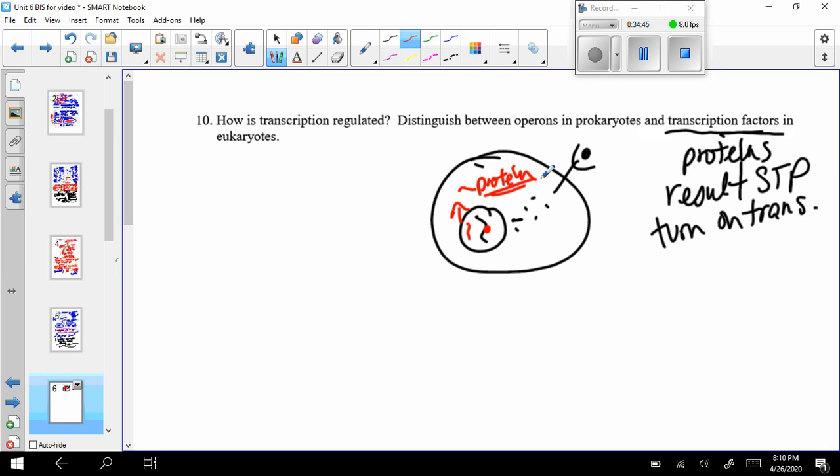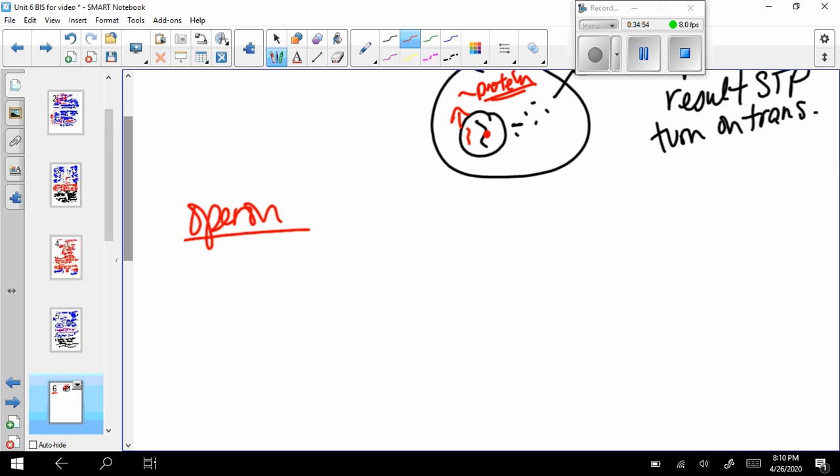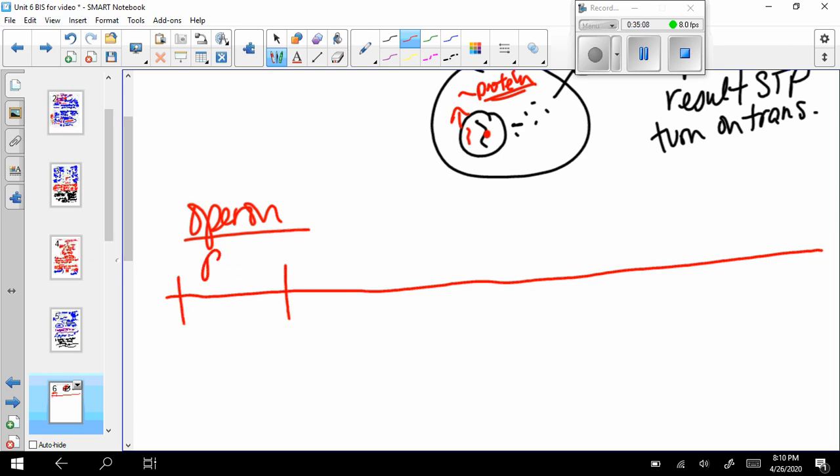If instead you have a prokaryotic cell, you're going to have an operon. So an operon is more than one gene. So I can't really call it a gene. It's a huge long piece of DNA. And remember, in a prokaryotic cell, this is a circular piece of DNA. So this is one part of the circle. So there is a regulatory gene here.